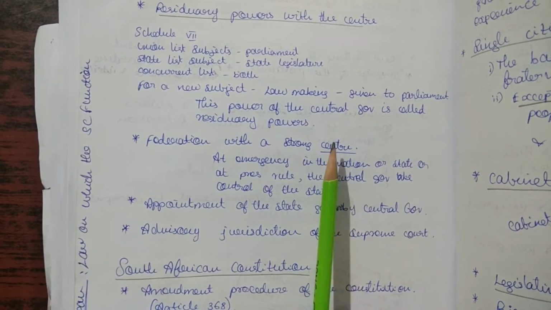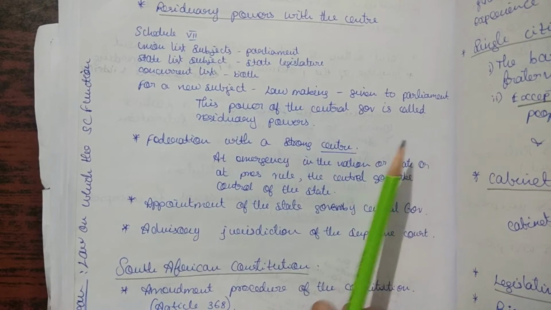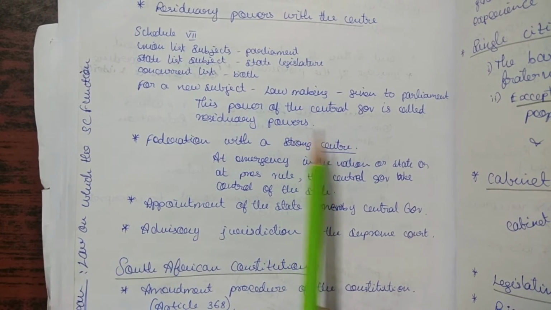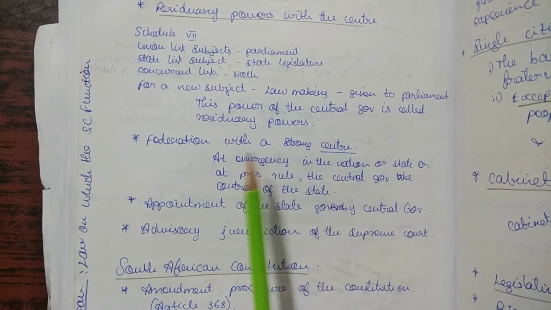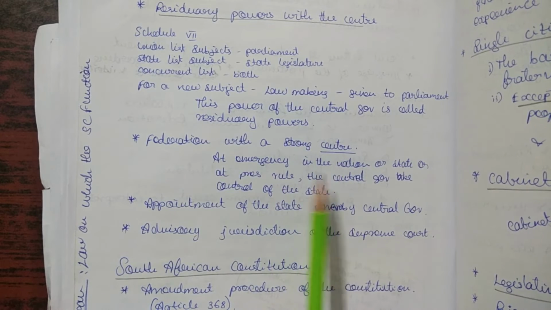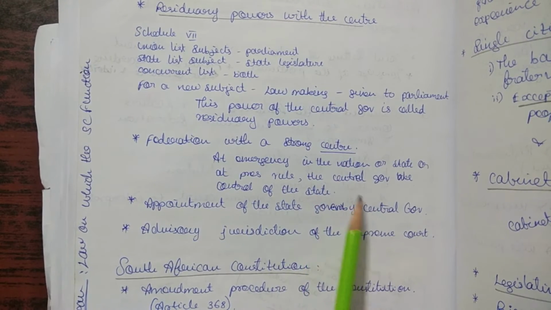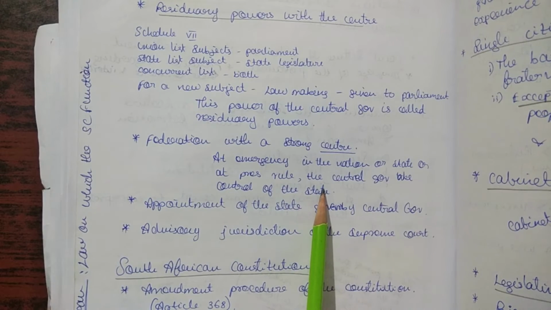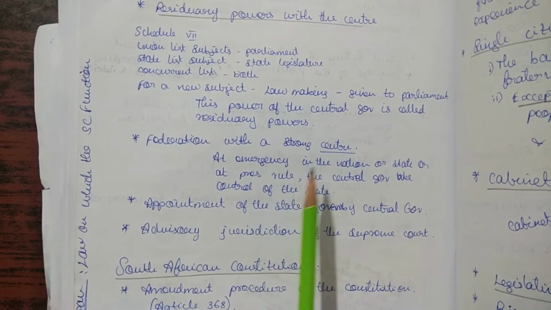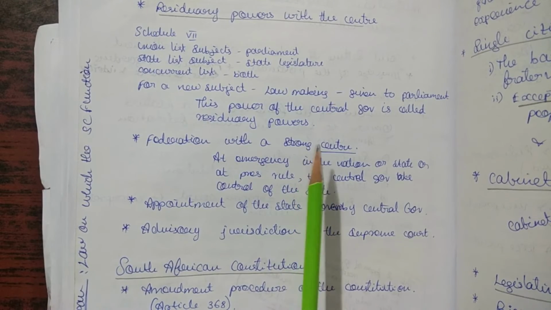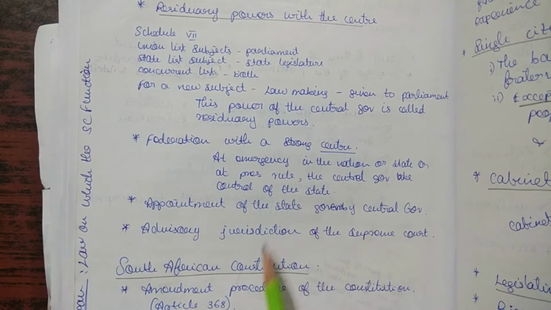For a new subject, lawmaking is given to the Parliament. This power of the central government is called residuary powers. Federation with a strong center. So at emergency in the nation or state, or at President's rule, the central government takes control. Federation with a strong center is a concept we have borrowed from the Canadian Constitution.